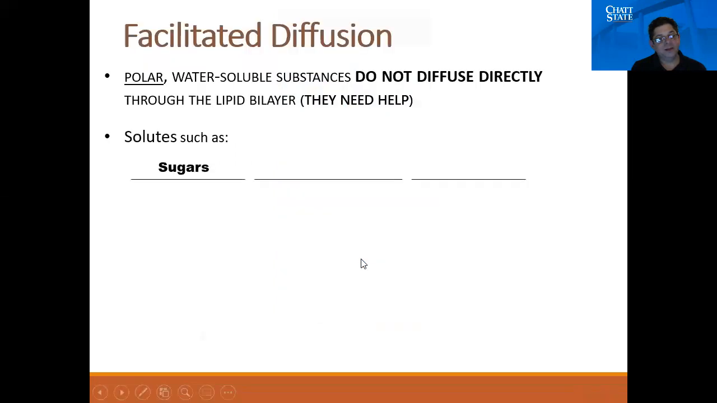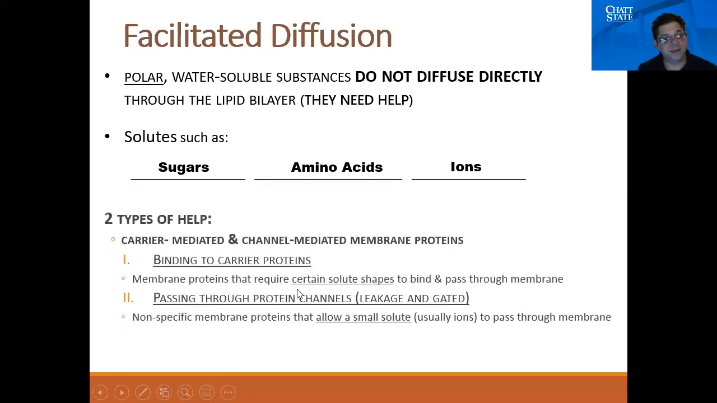When we look at polar compounds, those using facilitated diffusion, they need help. And what is the help they get? Protein carriers and channels. Those are the facilitators. Solutes such as sugars and amino acids are going to be polar or slightly polar. Not as polar as water, but they're still polar. And then we get ions as an example. Anything with a charge will be using facilitated diffusion. And these are the types of facilitators we've got: carrier proteins and channels.